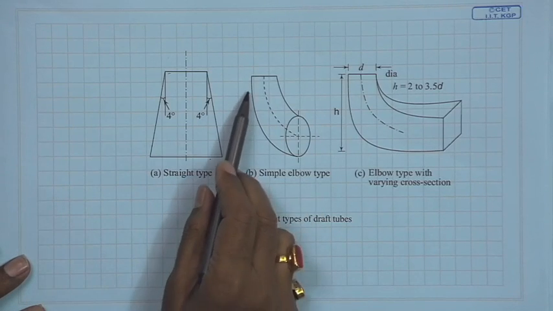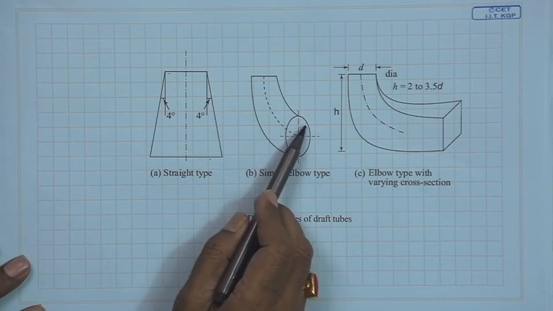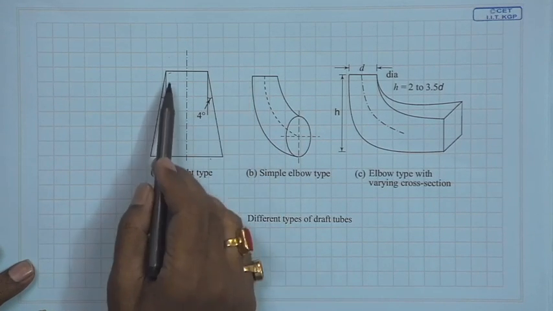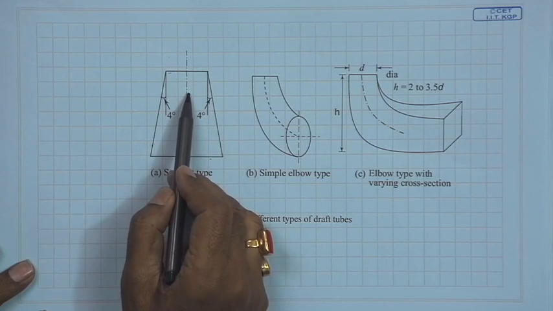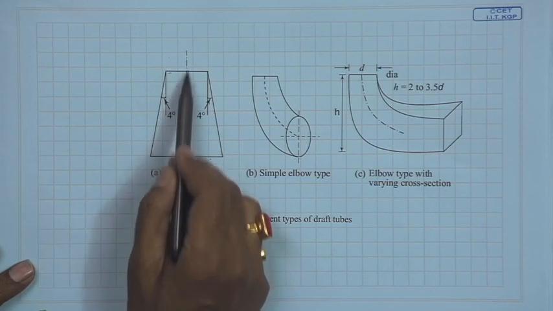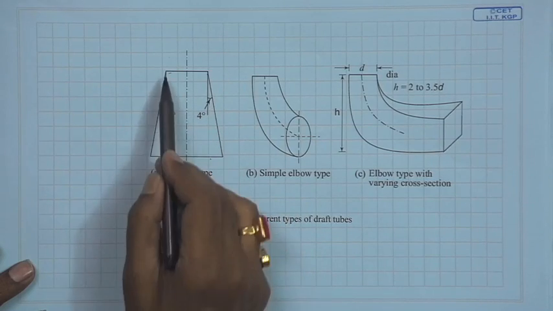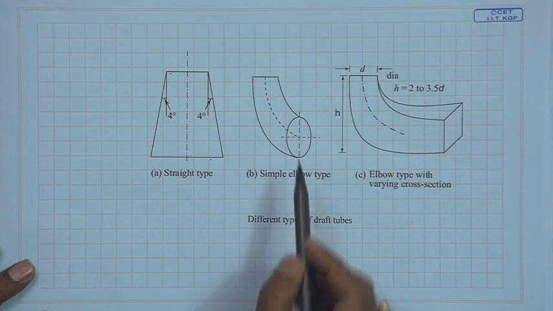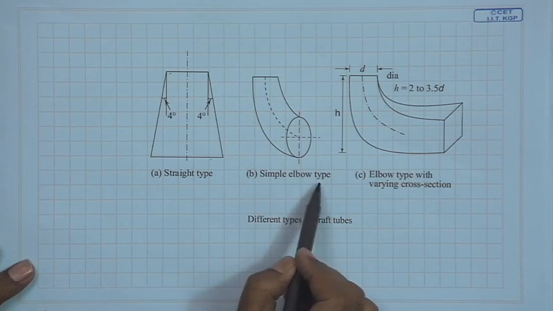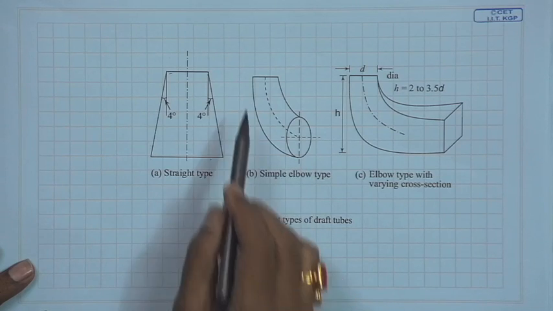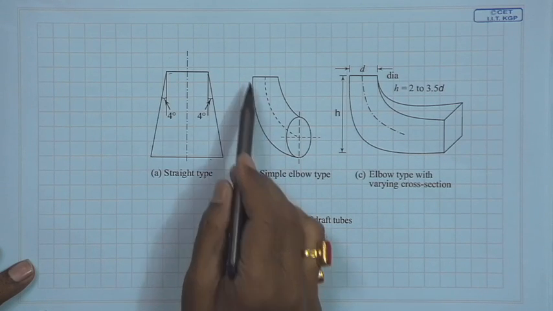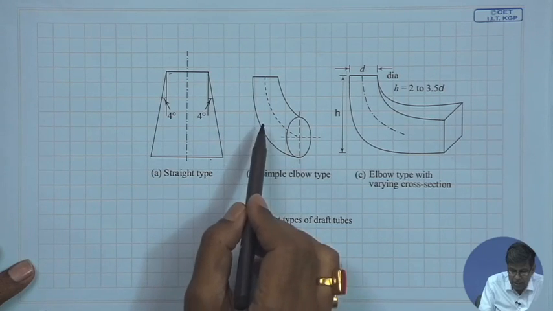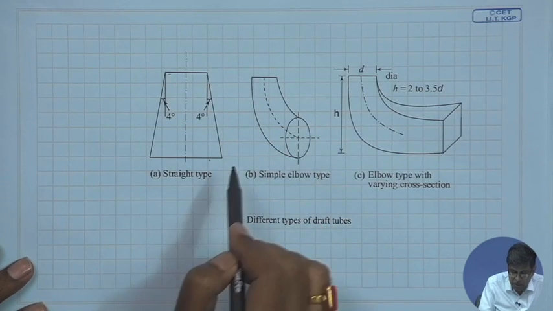Sometimes the elbow type draft tube is used. This is used where the direction of the draft tube changes from vertical to horizontal. Vertical direction is the direction of the shaft, that is the axial direction. For a horizontal turbine, the axial direction is horizontal. Here the tube is entirely vertical, but here the tube goes from vertical to horizontal, and the cross section may be circular. This type of draft tube is used where the vertical height of the tube is required to be less, to save the cost of excavation, and especially in rocky places this type is preferred.